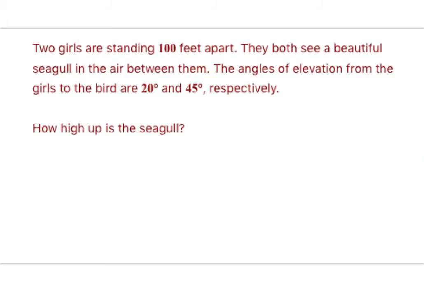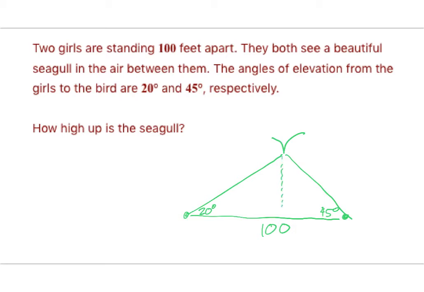All right, so now we've got a problem where we're looking at two girls standing 100 feet apart. So there's one, there's the other. They both see a beautiful seagull in the air between them. Try to make that a little bit off center so it didn't feel exactly in the middle. And then we've got 20 degrees and 45 degrees for angles of elevation. All right, so we've got to figure out how high the seagull is.